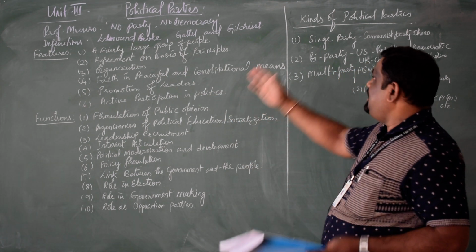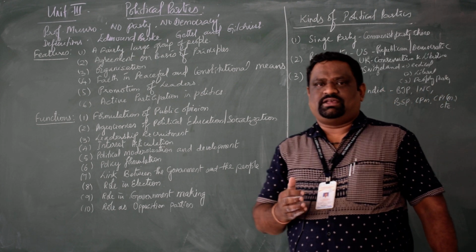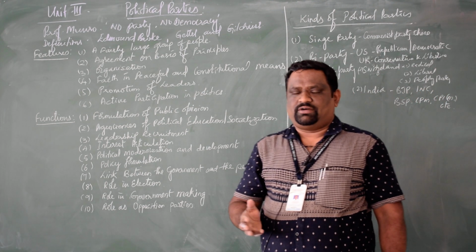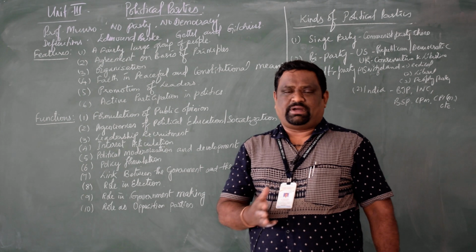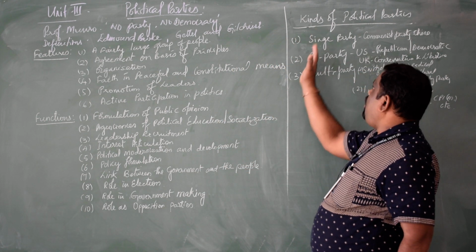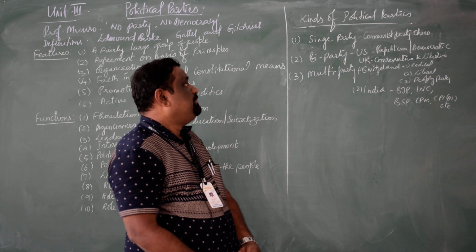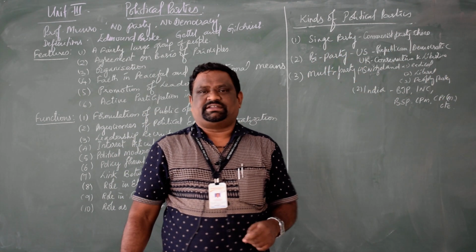Coming to the kinds of political parties. See, today the world has different forms of government and different forms of political parties. In the current scenario, the world has three kinds of political parties, that is, single party system, bi-party system and multi-party system.